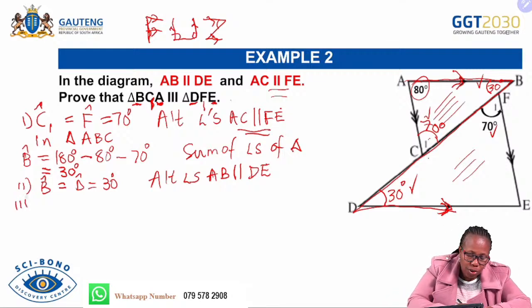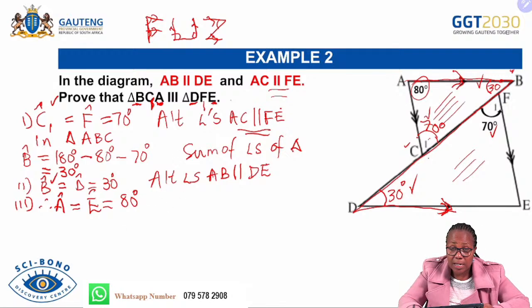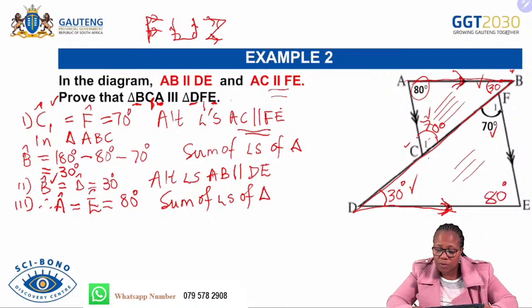So our third condition here will be, therefore, angle E. Let's check. We started with C, that is the smaller triangle. Here we started with B. The sequence is very important, Grade 12. So we started with C, then B. That means for the third one, we must start with A in the smaller triangle, which is equal to E in the bigger triangle. Angle E, therefore, will be equal to 80 degrees. The reason will be what? Because of the sum of angles of a triangle, or the remaining angle of a triangle. So let's apply the sum of angles of a triangle. Okay, that means this is also 80 degrees.